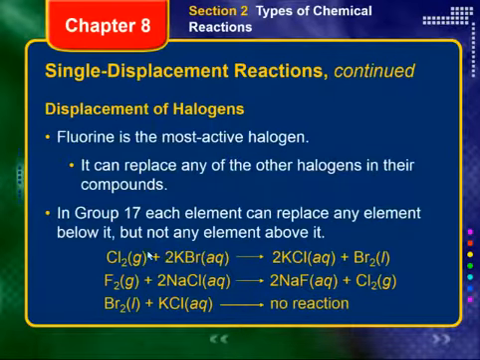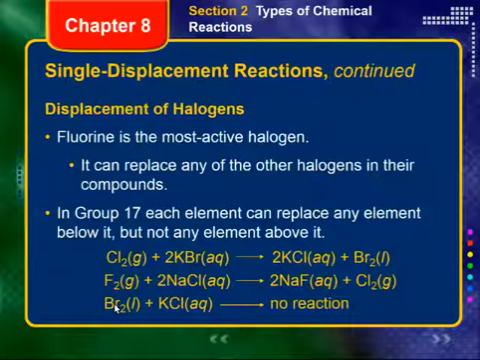For example, if we react some chlorine gas with a KBr, this chlorine is above bromine on the periodic table, so it's more active. It'll replace it. Check it out. It's going to boot bromine. Fluorine, the very top halogen, is clearly more active than chlorine. It's going to boot the chlorine, so chlorine will be by itself. Fluorine will be with the sodium.